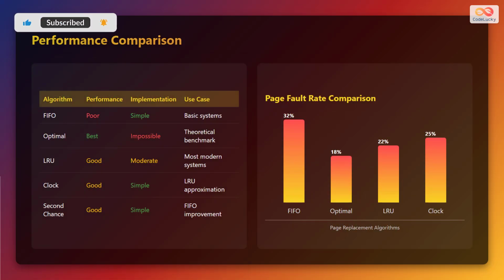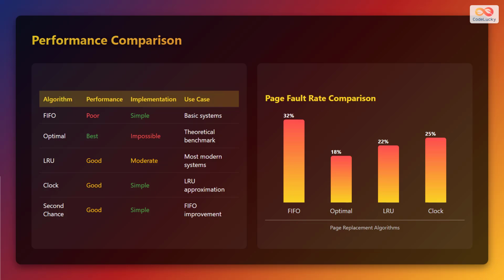Let's compare the performance of the page replacement algorithms we discussed. FIFO has poor performance but is the simplest to implement. It can be used in basic systems. Optimal has the best performance but is impossible to implement. It serves as a theoretical benchmark. LRU has good performance with moderate complexity of implementation. It is used in most modern systems.